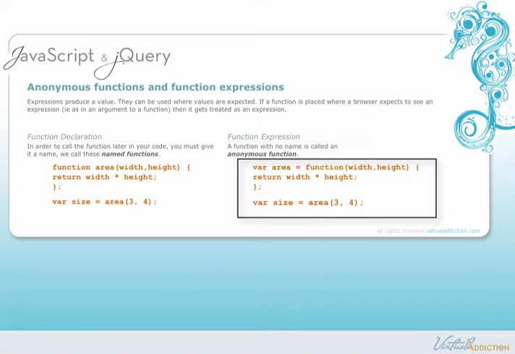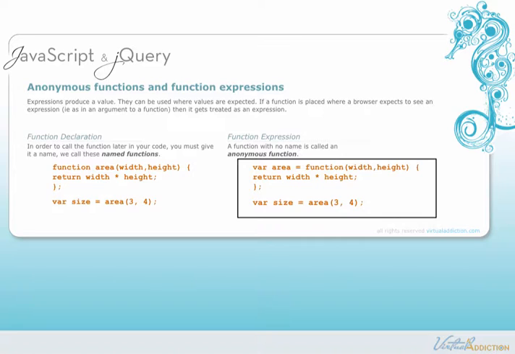This is an example of a function expression. If you put a function where the interpreter would expect to see an expression, then it's treated as an expression. This is known as a function expression. In function expressions, the name is usually omitted. A function with no name is called an anonymous function. Here, the function is stored in a variable called area. It can be called like any function created within a function declaration.